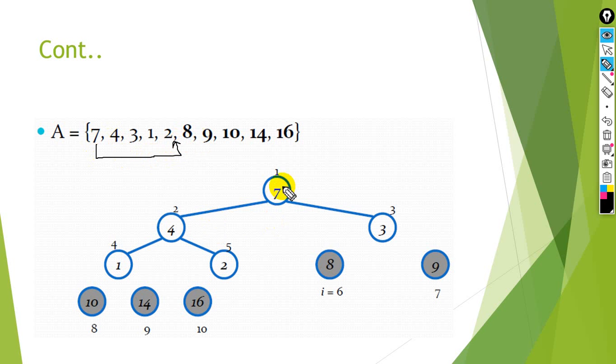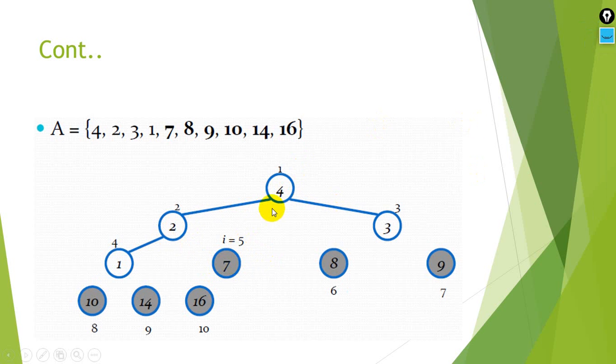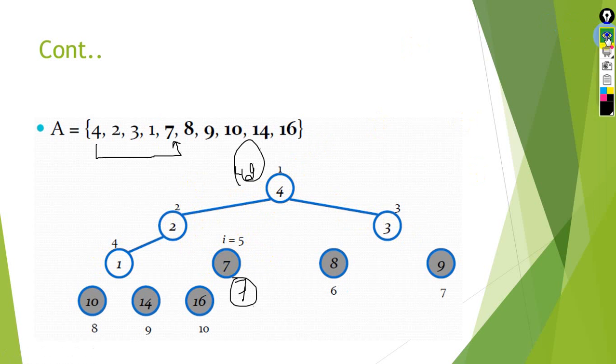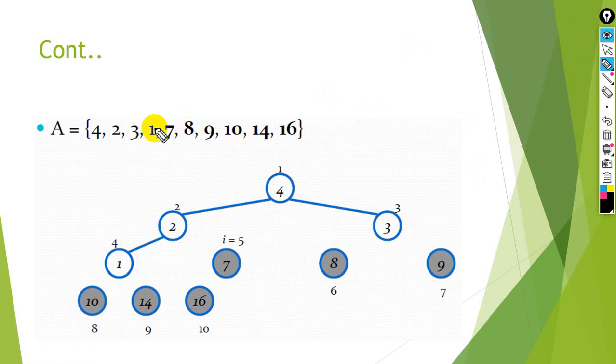7 is here and 2 is here, so now 7 will be here and 2 will be here. Again this is not a max heap, so we will perform the procedure to make it max heap. So now 4 will come here and 2 will come right here. So now let me just check this. 7 is here and 4 is now the maximum number, and 2 is here and 3 is here. So now what we have, the maximum number is 4 and the minimum number is now 1.